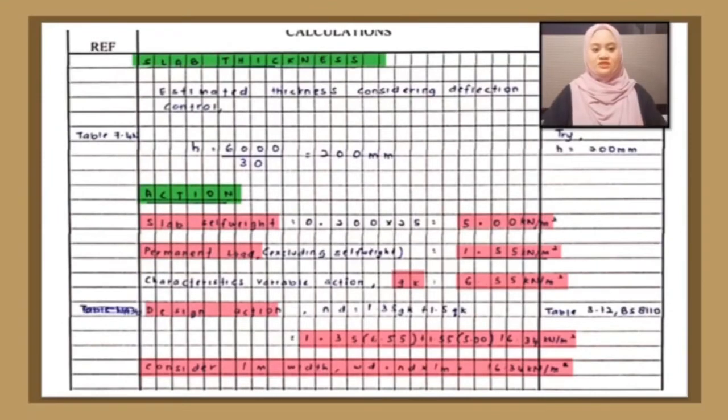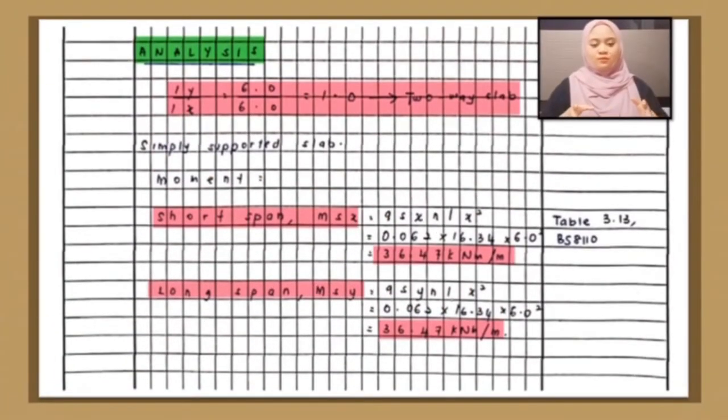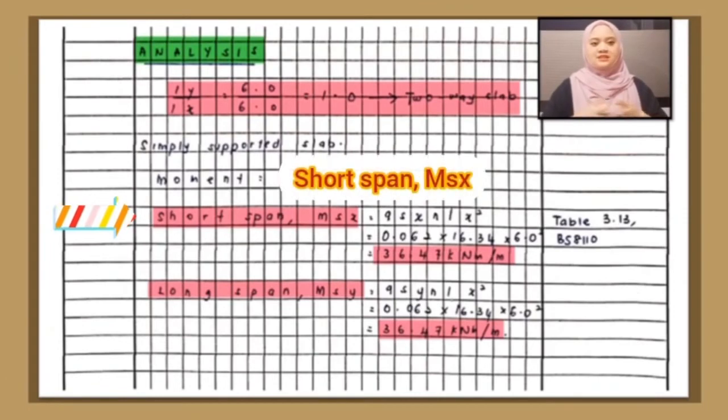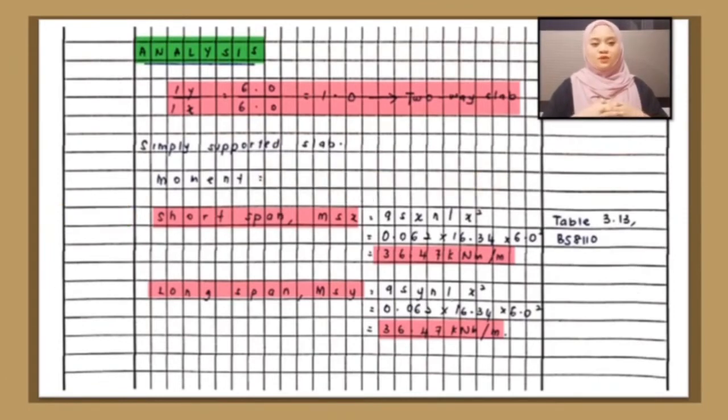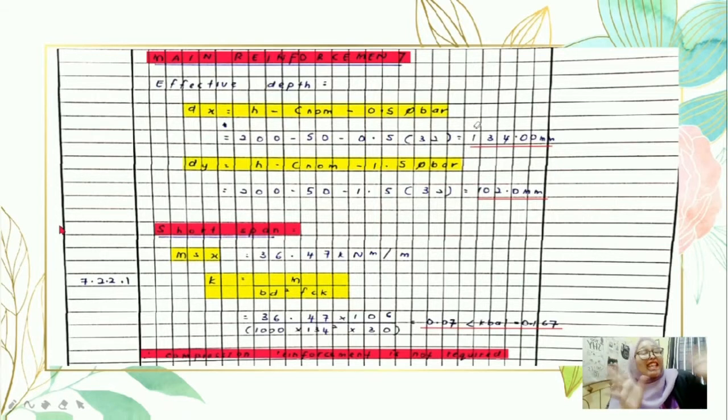Design action for slab self-weight is 5 kN per meter square. Including GK is 6.55 kN per meter square. ND can be considered equal to 16.34 kN per meter square. Referring to table 3.12, the moment for short span MSX and long span MSY based on the formula in table 3.13, we got 36.47 kN per meter. So next presenter. Okay, thank you, Irene.